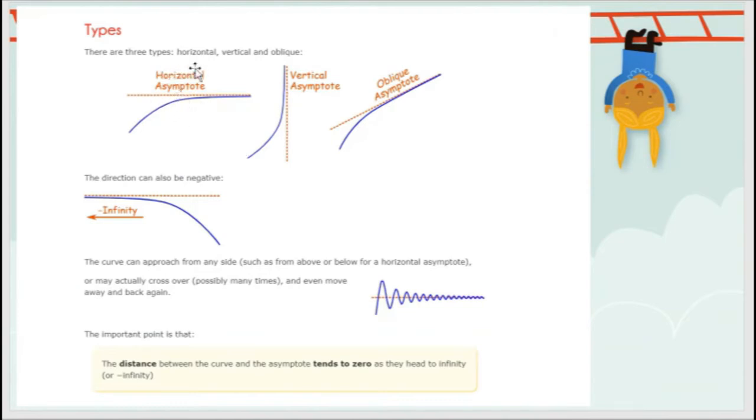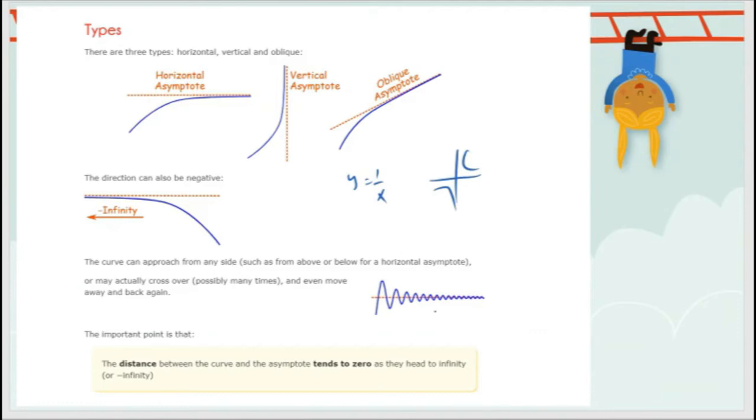You will have a few types. The first is horizontal asymptote, then vertical asymptote, and oblique asymptote. Oblique means the curve is slanted like this, so the direction can also be negative. For example, the graph of y equal to 1 over x. Y equal to 1 over x, so your curve will be in this form. This one is an example for asymptote.